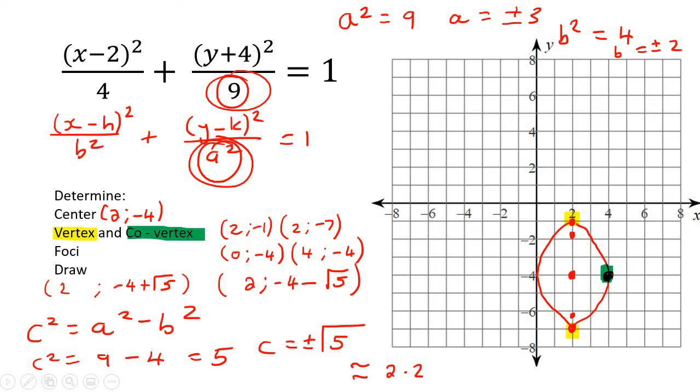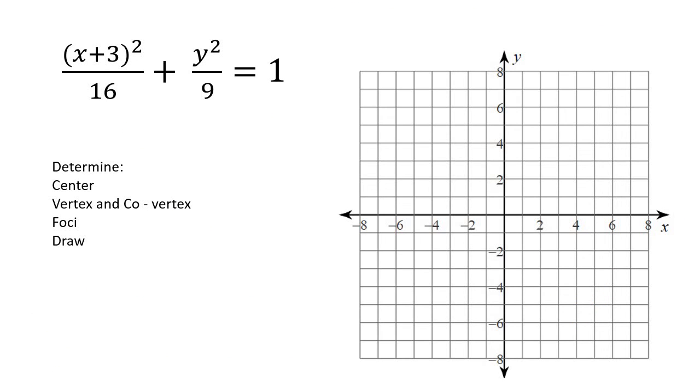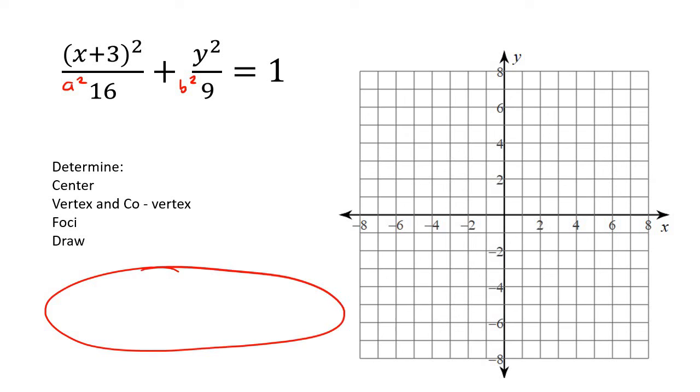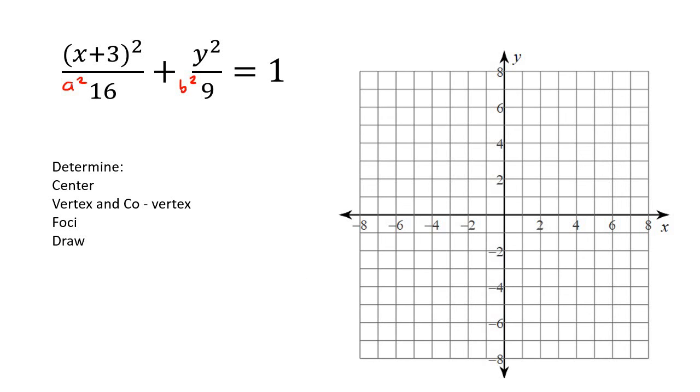Let's do another example. So the first thing we can look at is the x is going with the 16 and the y is going with the 9. So the x is the bigger one. So that means that this is the a squared and this is the b squared. The a squared is always the bigger one. Okay? So if x is going with the bigger one, then this is going to be a horizontal ellipse. Okay? That must make sense.